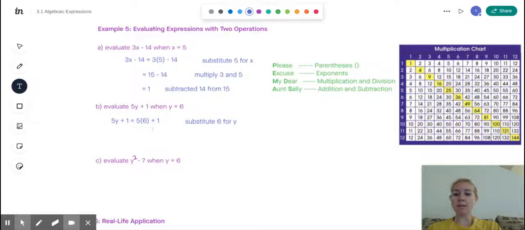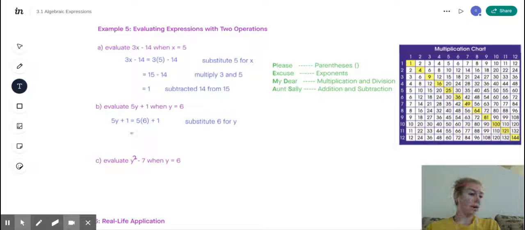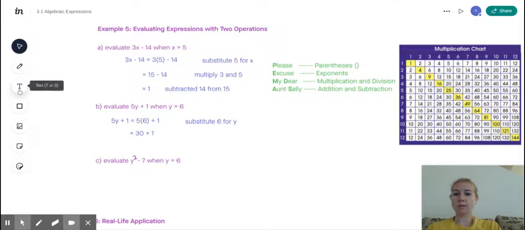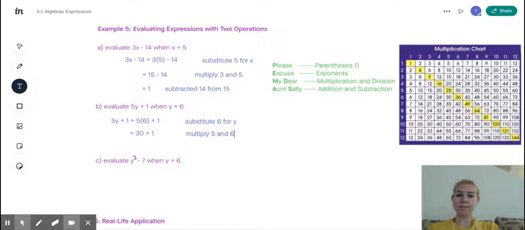Okay, now let's look at our order of operations because I see 5 times 6. Then I also see 6 plus 1. Well, again, we know that multiplication comes before addition or subtraction. So we're going to do 5 times 6 first. And I know that 5 times 6 is 30. So we're going to be left with 30 plus 1. Let's write down what we did. We multiplied 5 and 6. And then last but not least, we have 30 plus 1. And I know that equals 31. So lastly, we added 30 and 1.